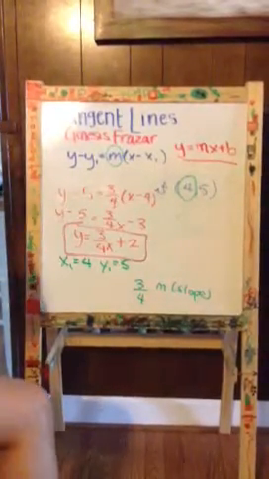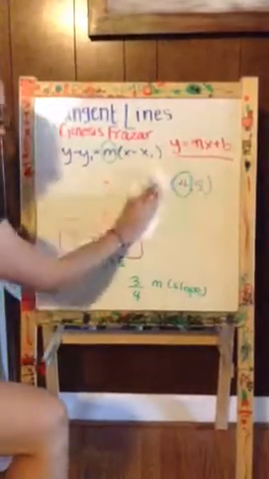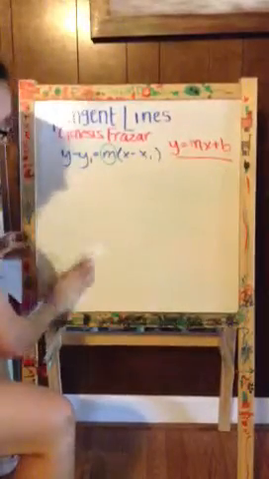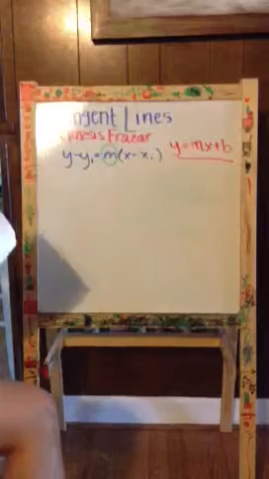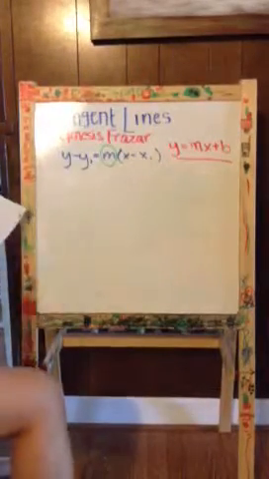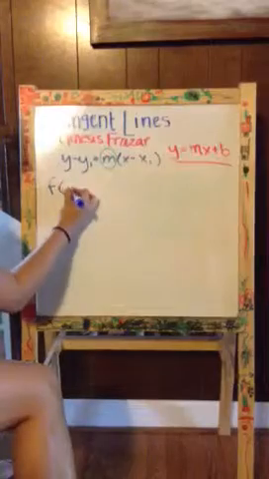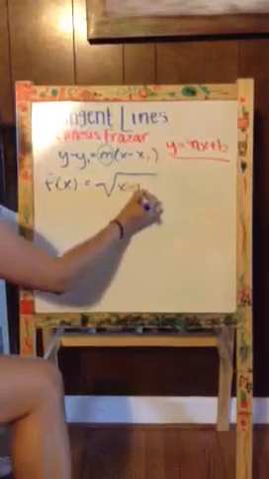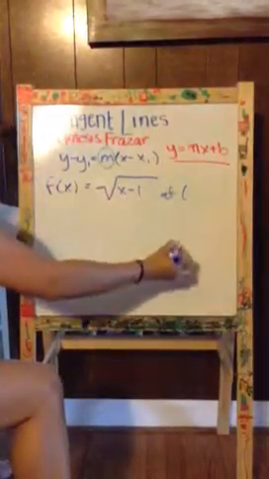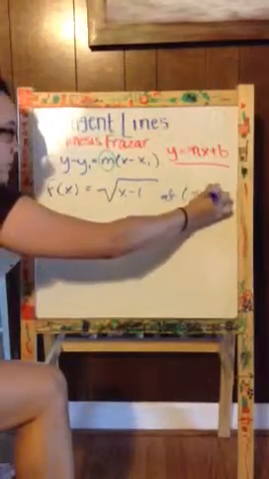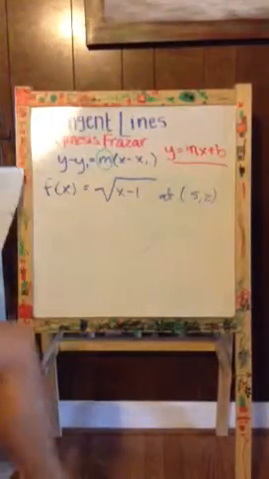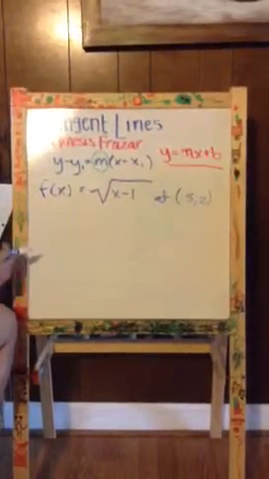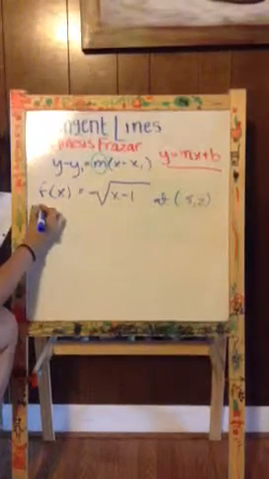Now moving on to the final problem. We will have f of x equals square root of x minus 1 at the given point of 5, 2. We will start off by finding the derivative of f of x equals square root of x minus 1.